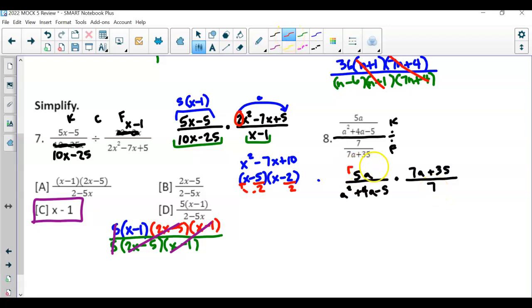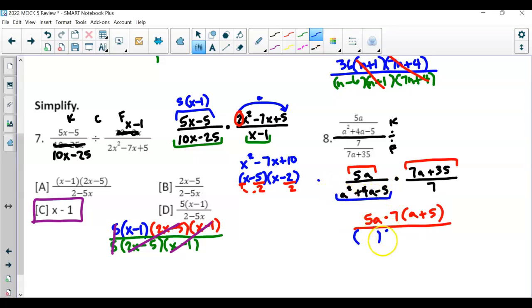Now we start factoring. Can we factor 5a? No, so I just bring that down. But we can factor 7a plus 35 because it has a GCF of 7. So times 7, and then a plus 5 from 35 divided by 7, which is 5. Now we go to our denominator. Here we have our trinomial. A is by itself, so a squared, a is 1. What two numbers multiply to get negative 5 and add to get 4? Positive 5 and negative 1. Then here, nothing we can do. That's just 7. So bring that down.